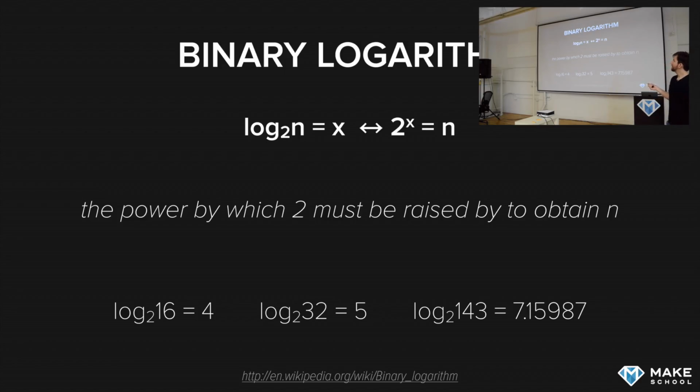All right, so what is a binary logarithm? This is basically just the definition of logarithm. The log base 2 of n is equal to some number x. That's the same as saying 2 to the x is equal to n. So that's how you can deconstruct the logarithm and think about it. You can also think about it in English: log base 2 of n is the power by which 2 must be raised to obtain n.